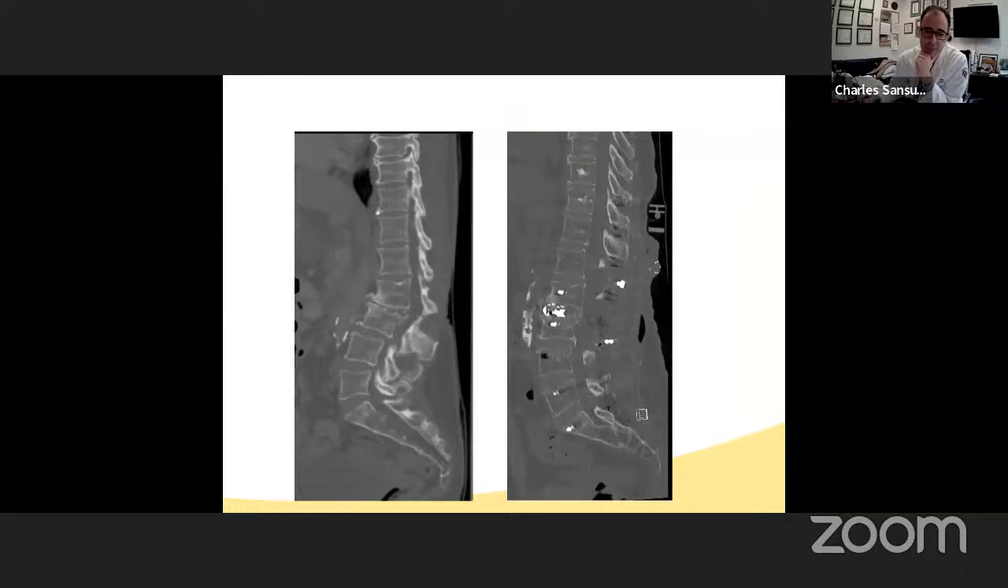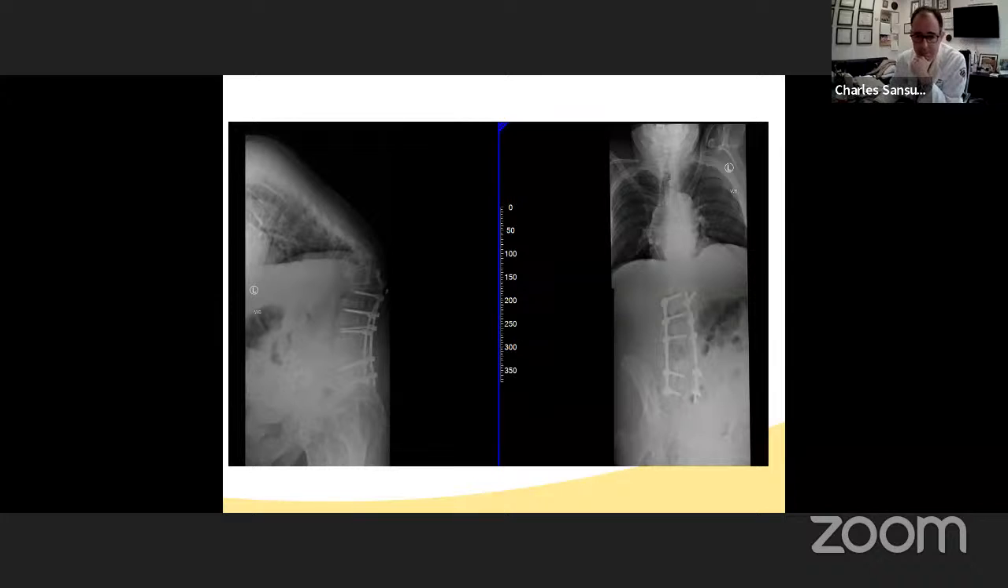Here's another example of a bone-on-bone kyphotic segment that was successfully stretched without actually violating the ALL. And in that situation, you can put in a cage without the fear of the cage migrating.